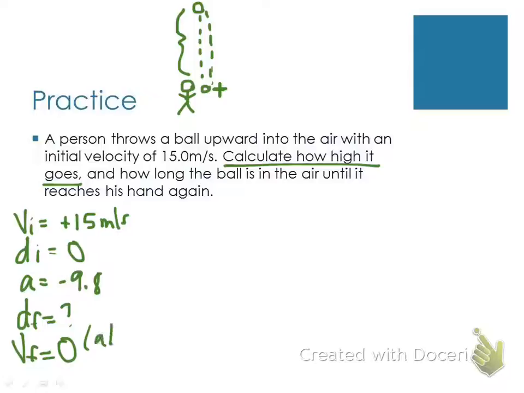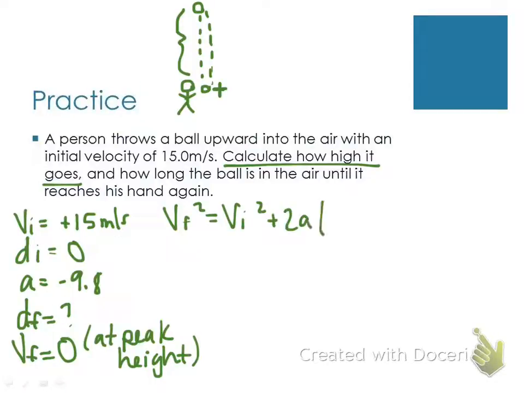This is at peak height. So this is only the first half of the motion. Are we all on the same page there? Okay, at peak height the final velocity is 0. So now, do we have an equation that we can use to solve for this? Yes, we can use the third kinematics equation. It looks like this: Vf squared equals Vi squared plus 2a times df minus di.